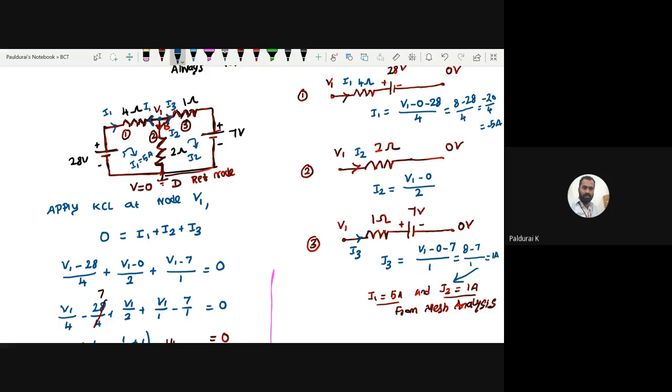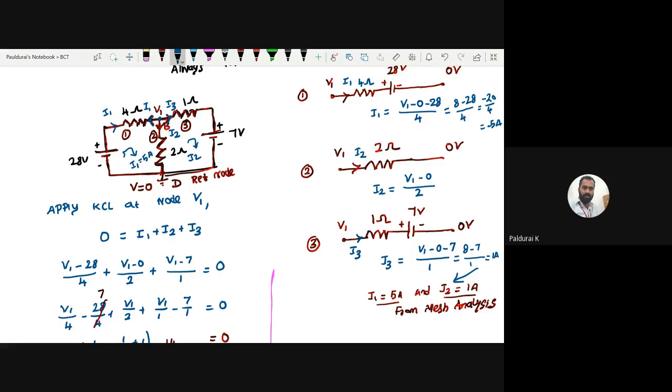Got it? So either you can use mesh or nodal. It's up to you, but you will get the same answer. But then what's the need for two analyses? We have current and voltage. If you play with current, then you are playing with mesh analysis. If you are playing with the voltage, then you are playing with nodal analysis.